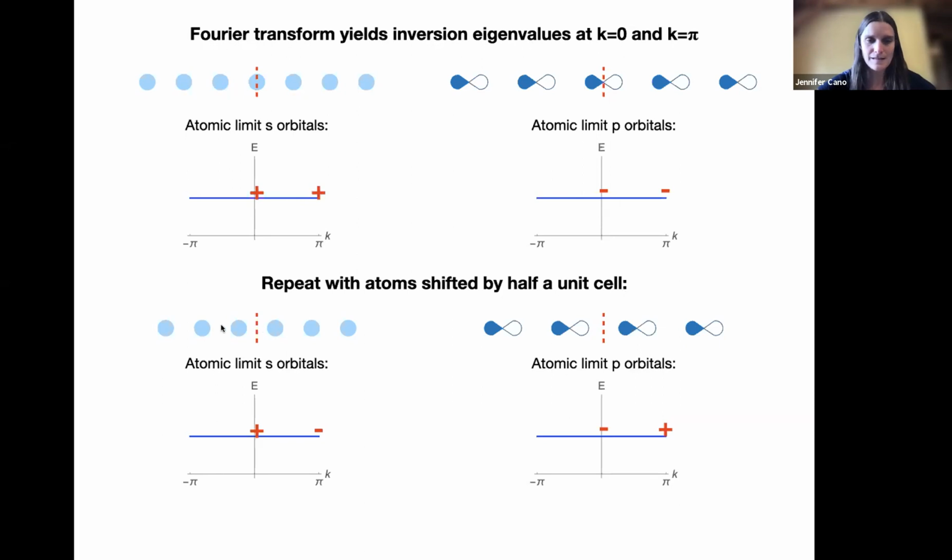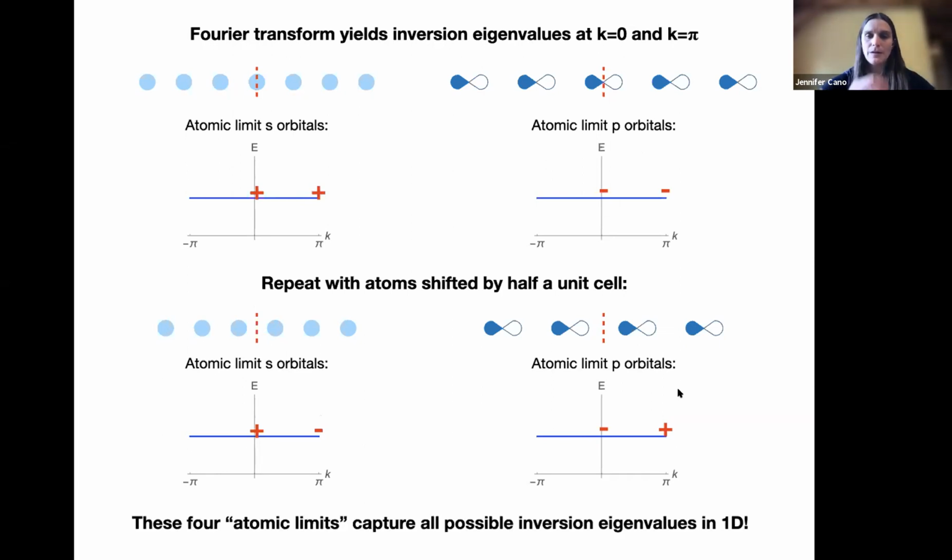But in this case, if we have at k equals pi these alternating plus minus phases, the inversion operator will map states into each other which have opposite phase. And so you get an inversion eigenvalue of -1. Similarly for p orbitals, when you had minus minus, you now have minus plus.